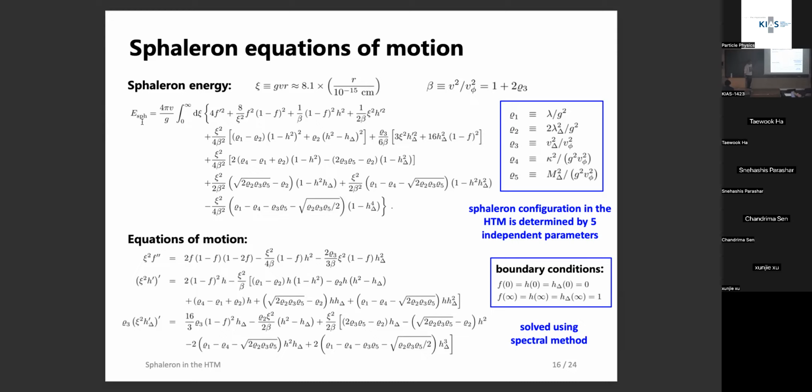And when you obtain the solutions of all of the profile functions, you can simply substitute them back into this expression and perform the integral. Then you obtain the value of the Sphaleron energy, which should be some multiple of 4 pi v over T. Okay.